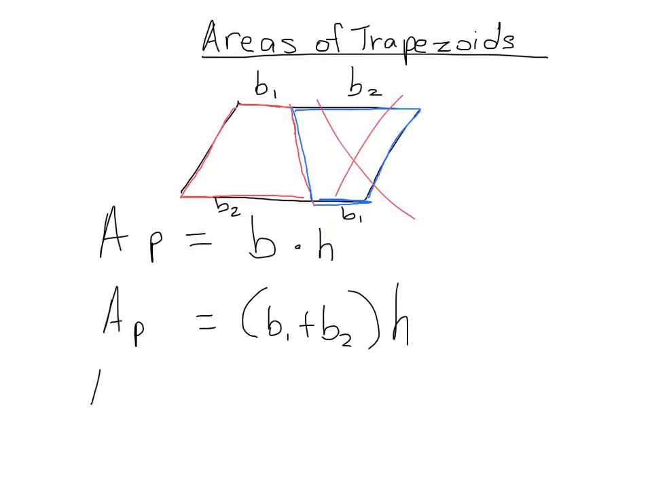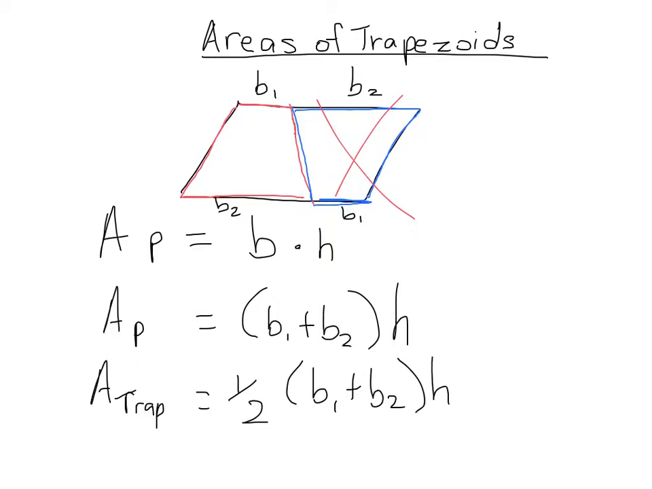So for that reason, the area of the trapezoid is a half of the area of the parallelogram. So that's why we have that the area of the trapezoid is a half B1 plus B2 times H. And that's how you figure out the area of a trapezoid. All right, so let's do an example.